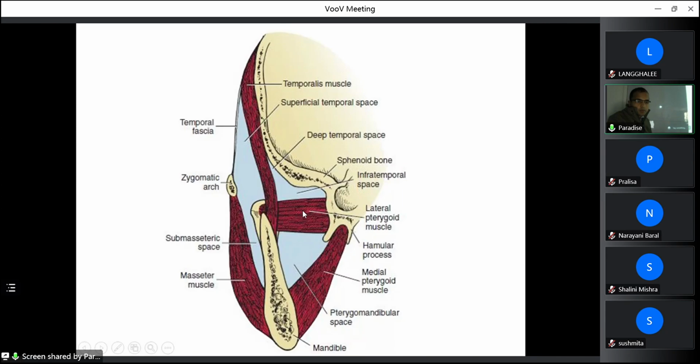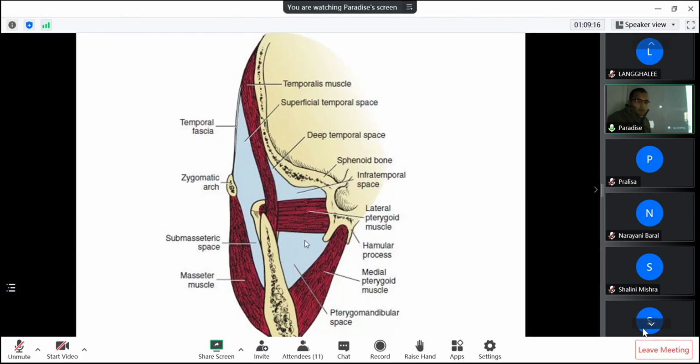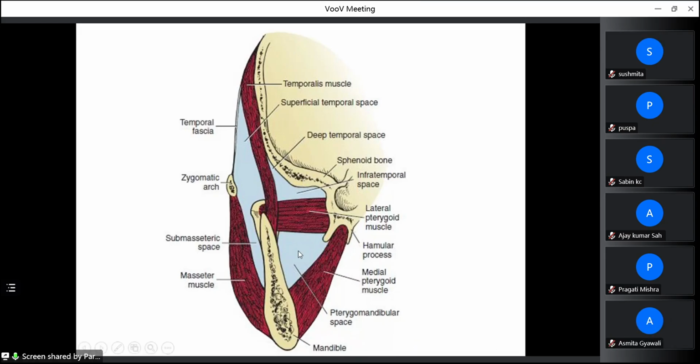Similarly, the space which is present just above the lateral pterygoid muscle is the infratemporal space, and the space which is present just below the lateral pterygoid muscle is the pterygomandibular space. So the lateral pterygoid muscle divides the infratemporal space from the pterygomandibular space. Okay, this is the temporalis muscle. The space which is present superficial to the temporalis muscle is known as the superficial temporal space, and the space which is present below this temporalis muscle is known as the deep temporal space. In reality, there is no empty space. All these spaces are filled with loose areolar tissue.